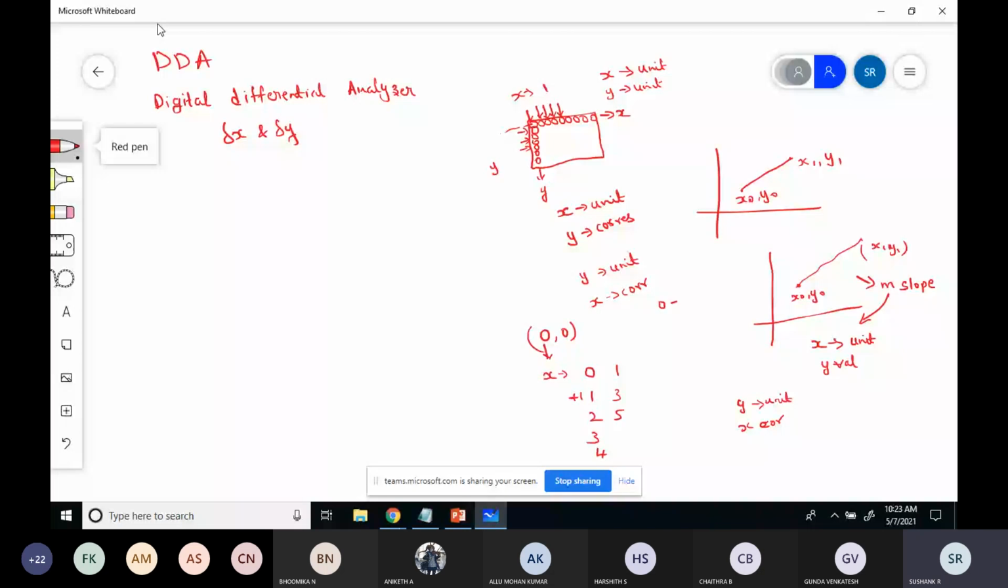If y is moving along unit interval, again the same thing. If y is starting at 5, so y is equal to 5, 6, 7, 8. For this 5, 6, 7, 8, what is the corresponding x value that should be calculated? So that is how this DDA algorithm works. So we'll check about that.